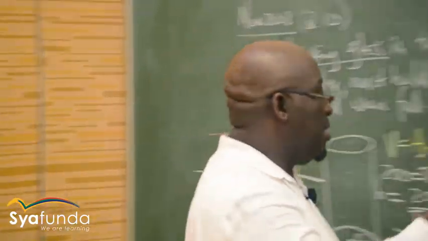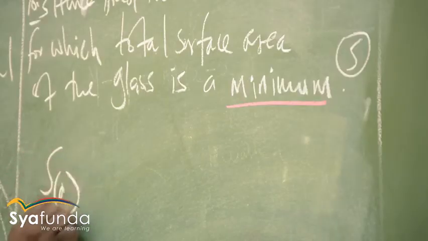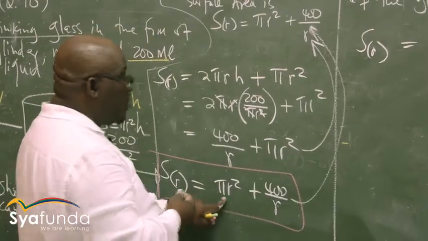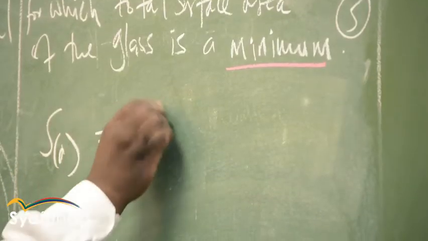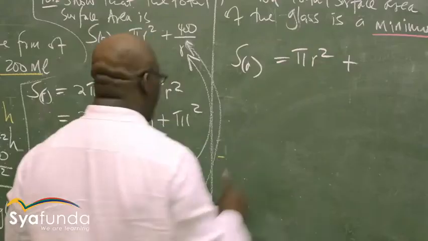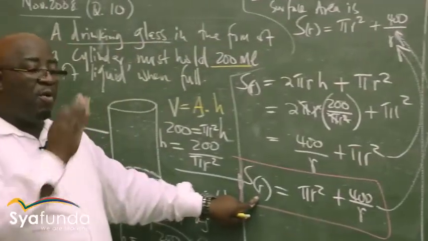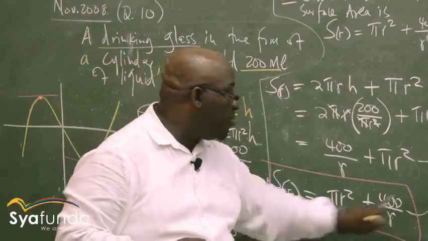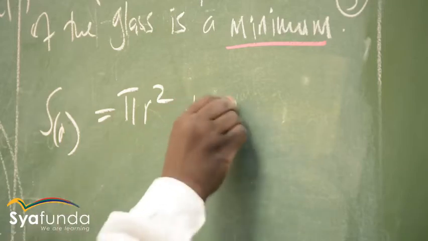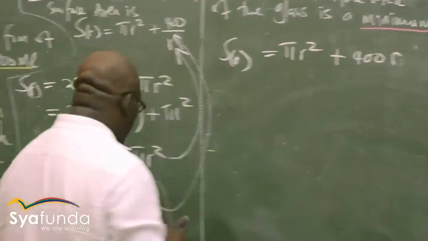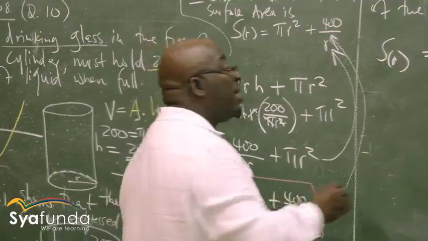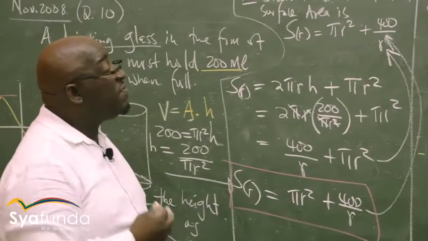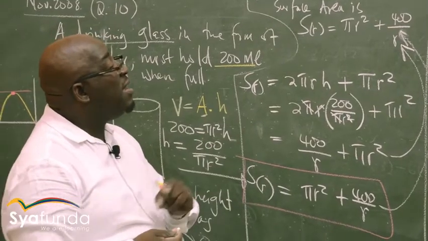Let's quickly write this one. We're saying S(R), surface area, is equal to pi r squared plus, because we're doing it in terms of r, in other words, a r to the power n, so this will be what? We take this r on top. So this will be 400 r, where this r was to the power 1, so now it is to the power minus 1. That's become important. Now I can use my rules of differentiation to find the gradient where this is minimum.